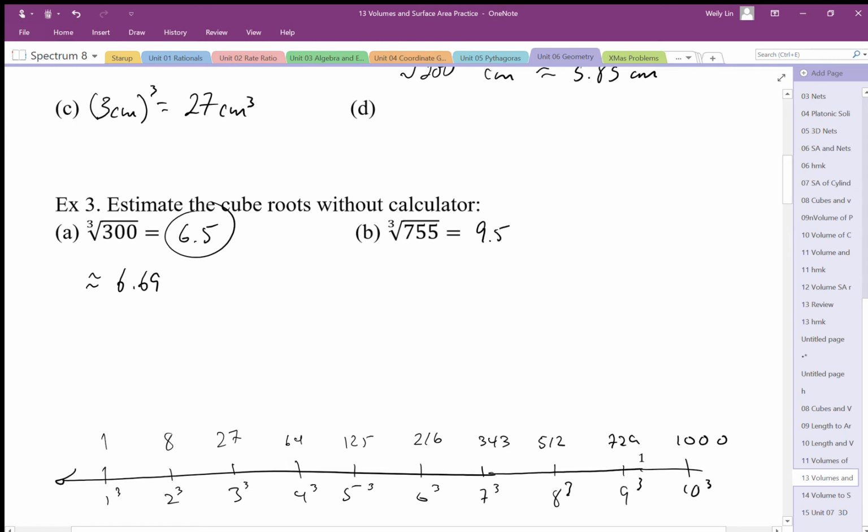If we actually work that out on our calculator, we get about 9.1. Anywhere in between 9 and 10 is going to be good enough. So 9.1 is our actual value, and this is an estimate. When we're estimating without a calculator, we just want to make sure we're in between the right integer values.